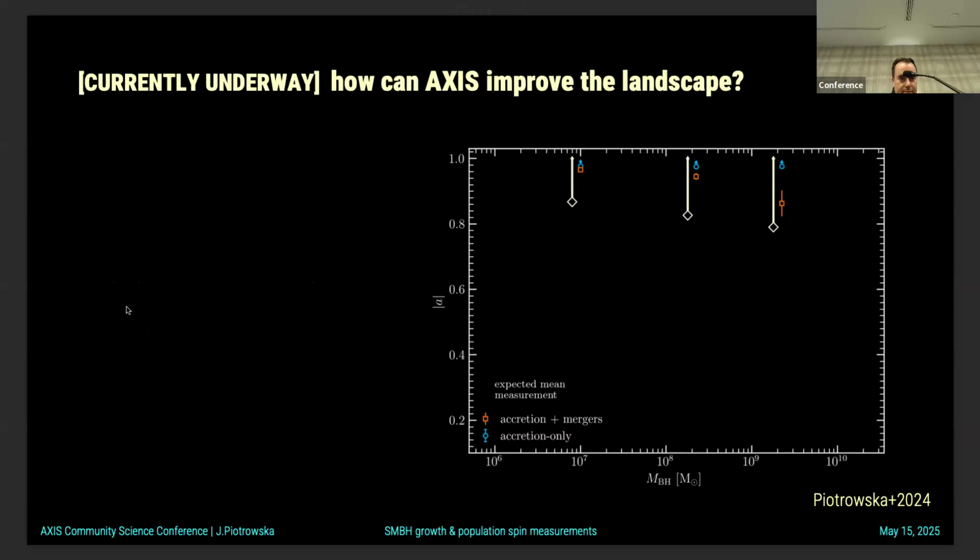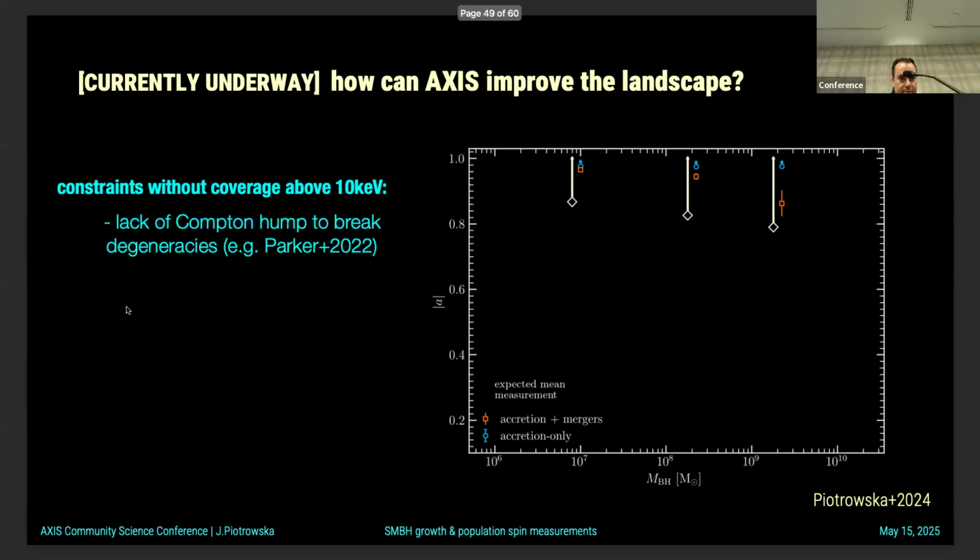Now, the thing we're doing right now, and is arguably even more exciting, is understanding how the orange and blue points will look in the AXIS space. And one thing we have to worry about right now is what we are going to do if we lose the Compton hump above 10 keV.